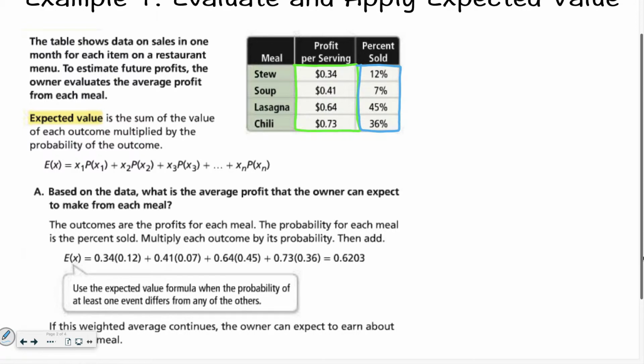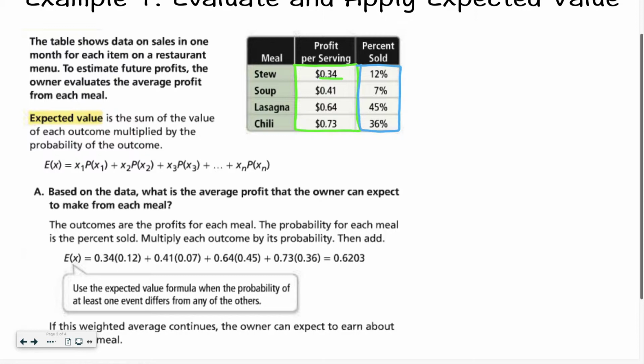Well, I know that the stew is 34 cents, and it's sold 12% of the time. It makes up 12% of the sales. So I'm going to do 0.34 to represent the 34 cents times 0.12 to represent the 12%. Then I'm going to add that to each of the other menu items where I'll do the same thing. The soup, I'll do the 41 cents times 7%. Lasagna, 64 cents times 45%. And chili, 73 cents times the 36%.